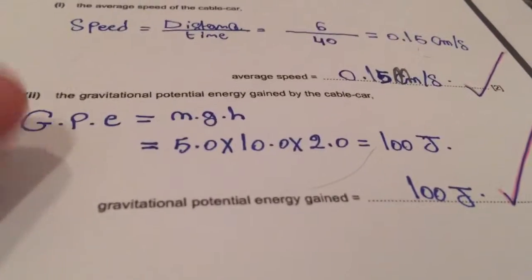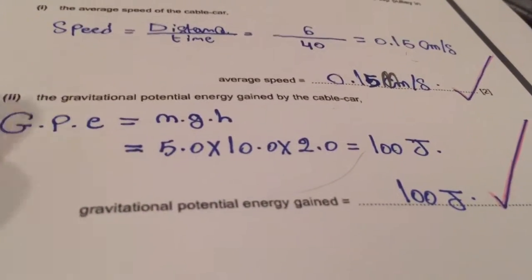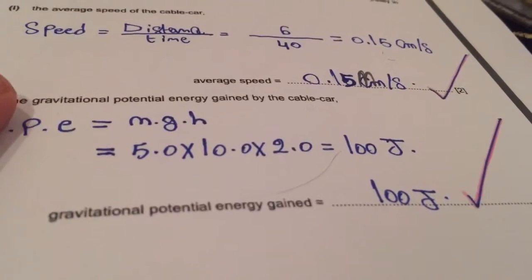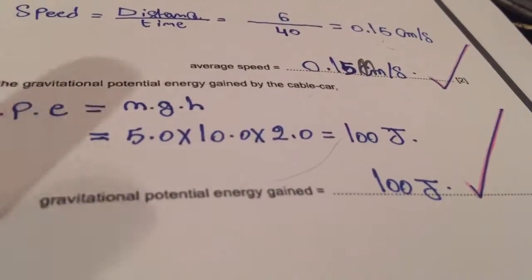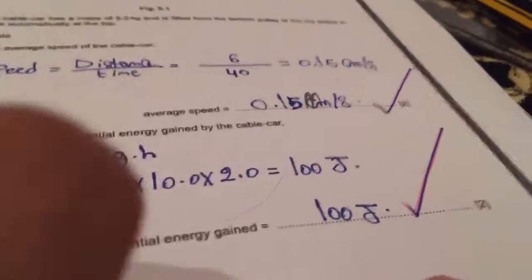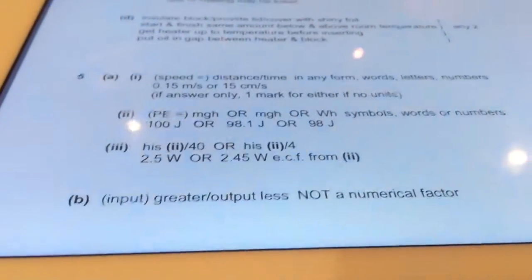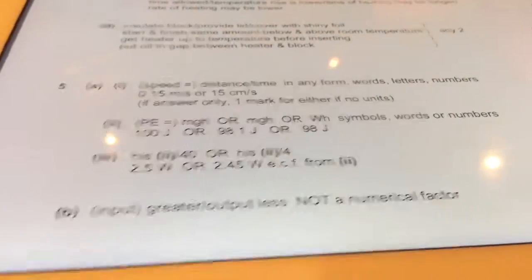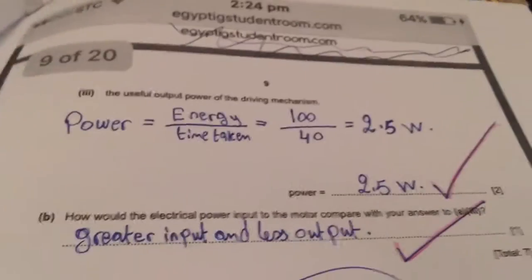The gravitational potential energy gained by the cable car. GPE equals mgh: gravitational potential energy equals mass times gravity times height. 5.0 times 10 times 2.0 equals 100 joules. Don't forget the units. Here, 100 joules, final answer. Let's go, moving on.